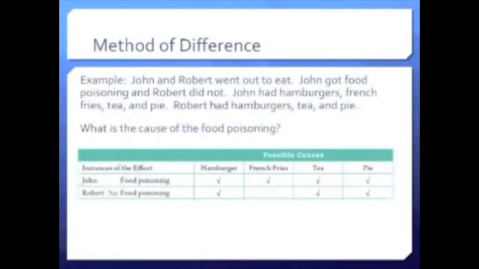Consider our example here. John and Robert went out to eat. John got food poisoning and Robert did not. John had hamburgers, french fries, tea, and pie. Robert had hamburgers, tea, and pie. Now, what is the cause of John getting food poisoning?